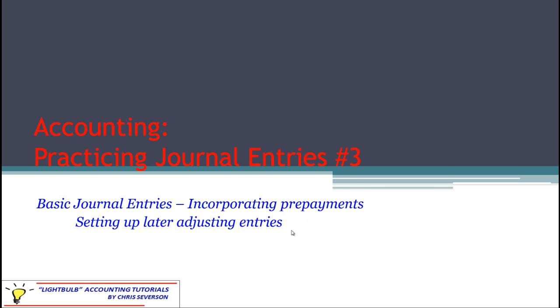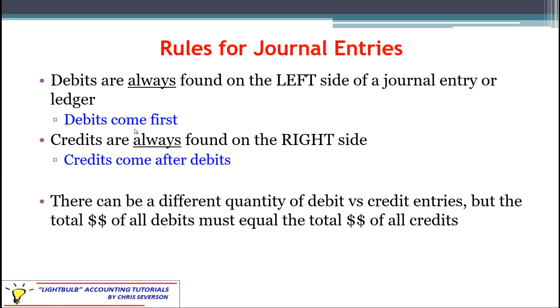Now, for the next couple of videos, we're still going to go through these basic rules. Just as a reminder, we will drop them off eventually, but this just gives you enough repetition to get you used to the rules so they get ingrained in your mind. So, again, debits are always going to be found on the left side. Debits always come first, and credits are always going to be found on the right side. And no matter how many credits you have or how many debits you have, the credits always come afterwards.